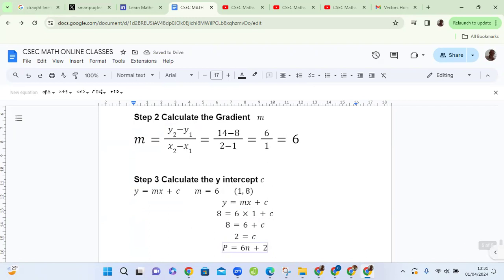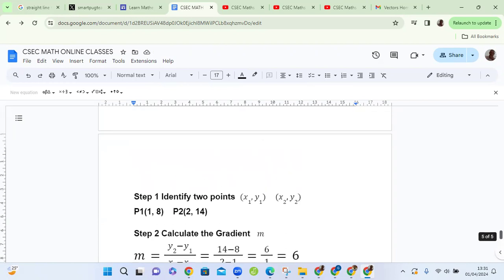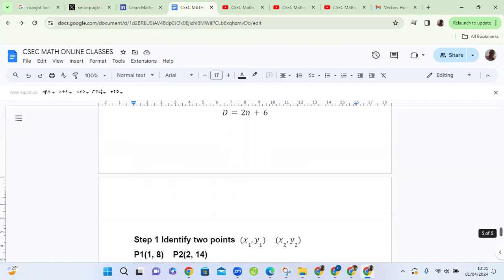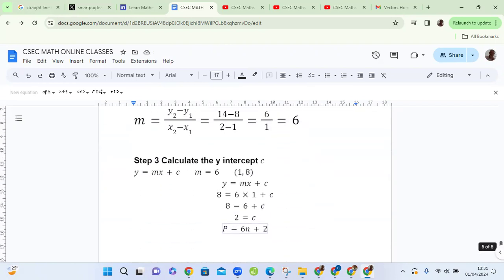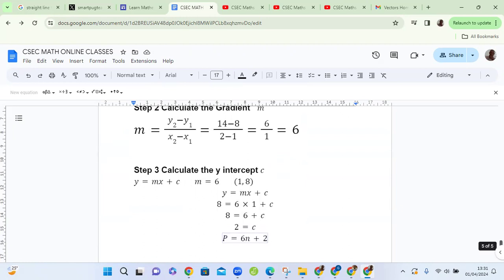So that's our two formulas: 2n plus 6, and 6n plus 2.